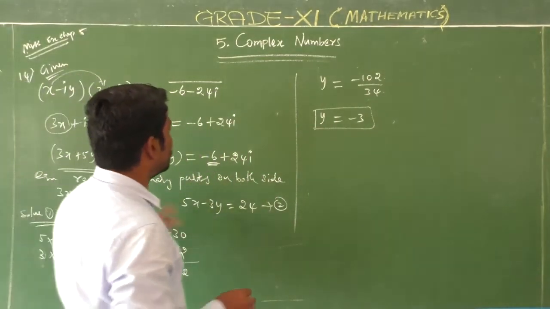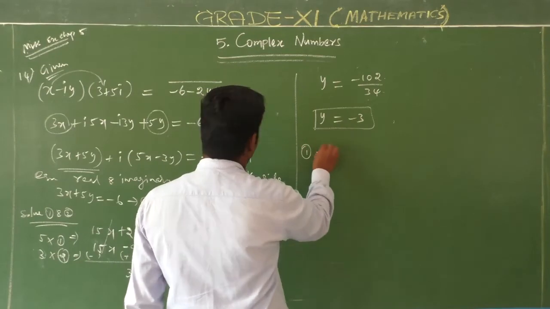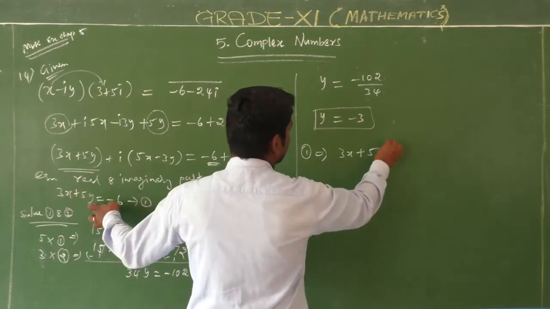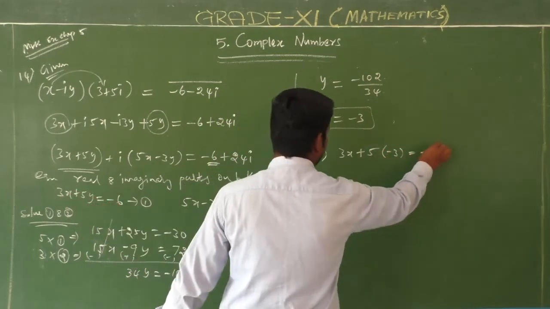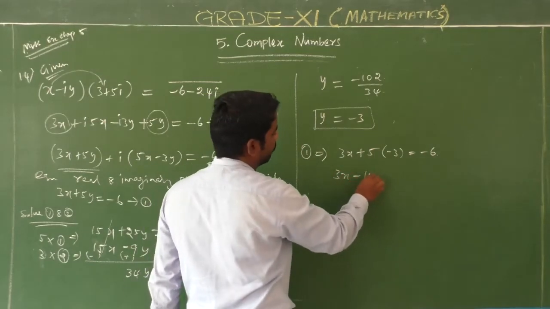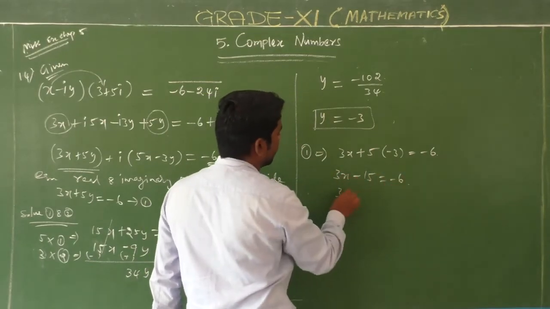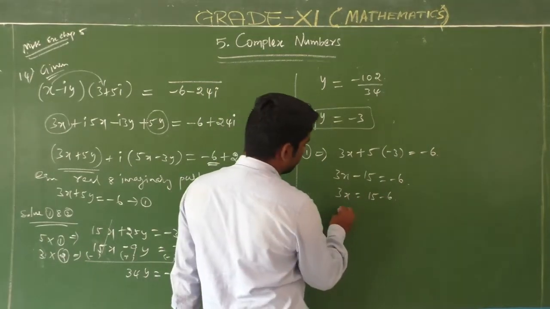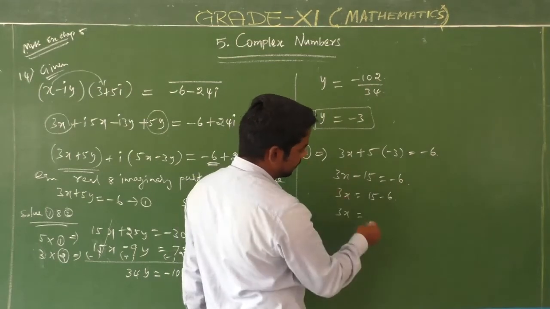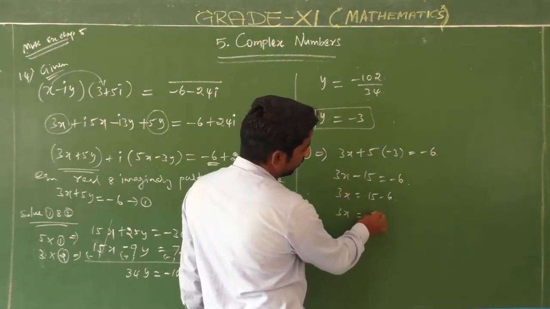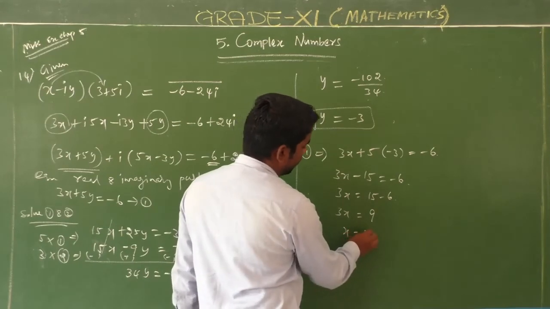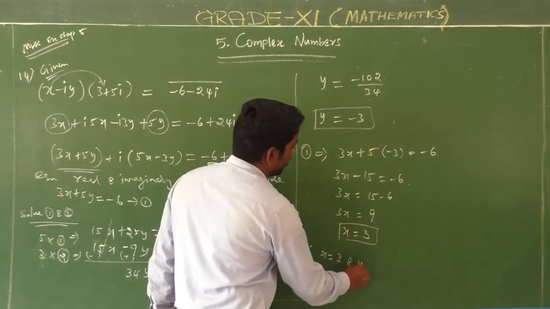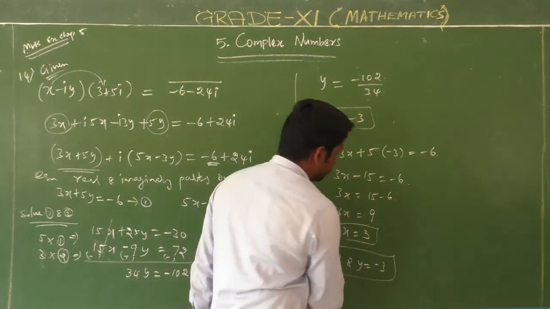Substitute y in equation number 1 or 2. Equation 1 is 3x plus 5y, with y known as minus 3, equal to minus 6. So 3x minus 15 is equal to minus 6. So 3x is equal to 15 minus 6, which is 9. So x is equal to 9 by 3, which is 3. Therefore x is equal to 3 and y is equal to minus 3.